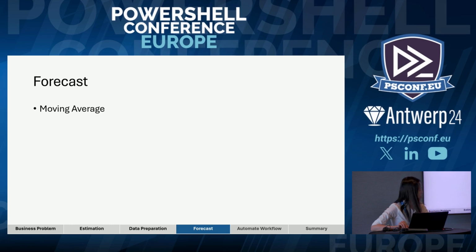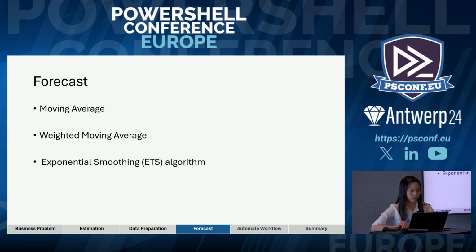So here in the presentation, I will introduce three types of forecast. First is moving average. The second is weighted moving average. The third one is the ETS algorithm. I will introduce them at a very high level.